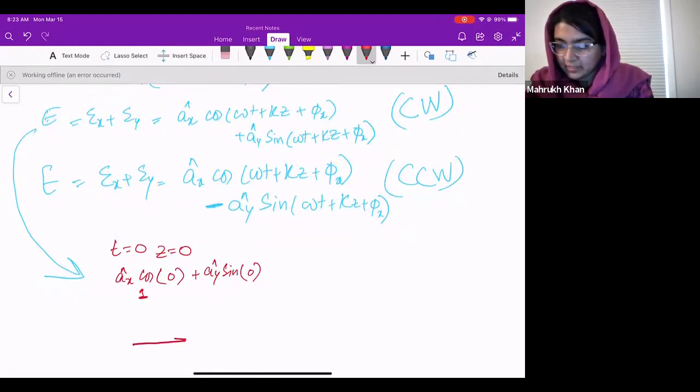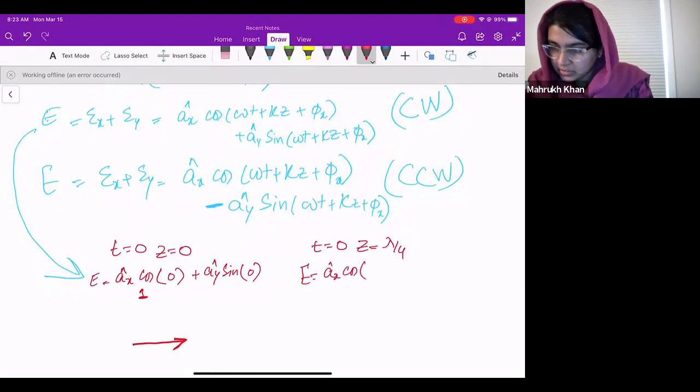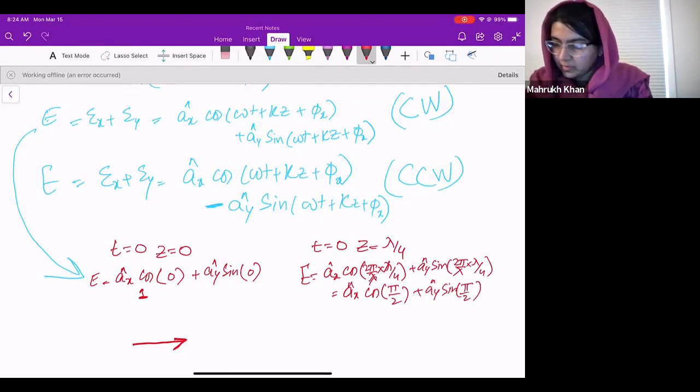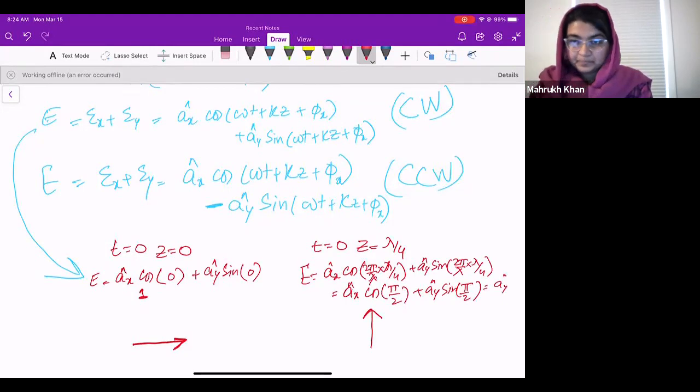So I will have the phase here, like the total E. Now my t is equal to 0 and z is equal to lambda by 4. Then E will be ax cos of 2 pi by lambda into lambda by 4 plus ay sine of 2 pi by lambda into lambda by 4. It will become ax cos pi by 2 plus ay sine pi by 2, right? So this would be ay.